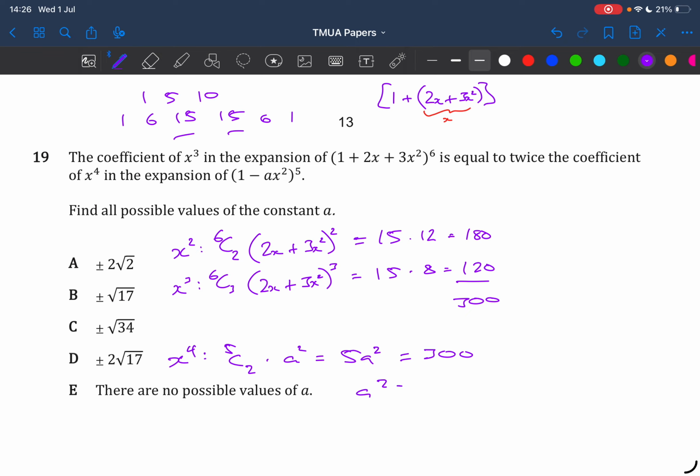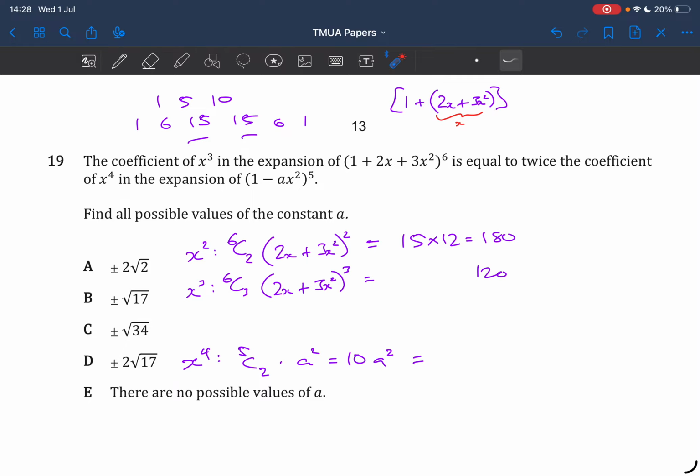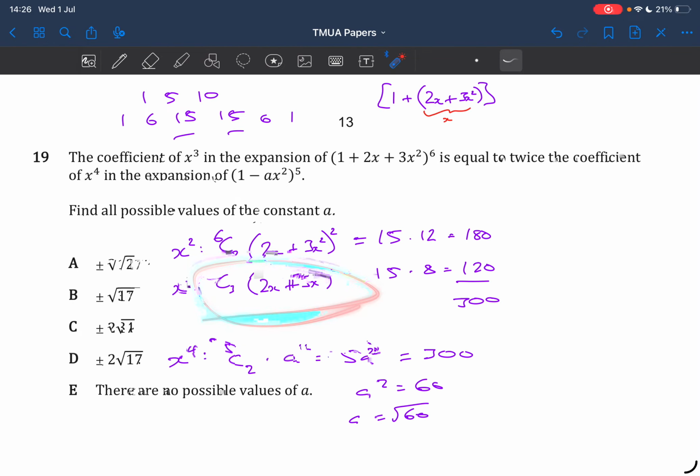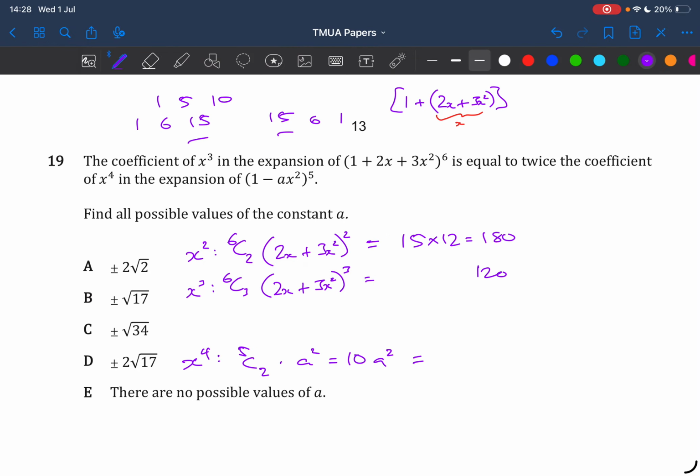This is slightly wrong, isn't it? A squared is 60, a is root 60. Not quite right. What did I do wrong? Not 15 in that one. There's a 20 in the middle. Does that change things? Let's find out. It should be 20 then times 8. That's 160. Yeah, here we go. That's 340. So a squared is 34. So a is plus minus root 34.